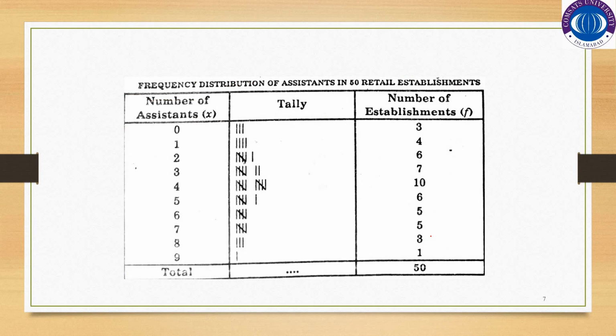And the sum of the frequency must be the total number of observations, and here the total number of observations was 50, so the sum of frequency will be 50. Okay, this is all for the part 3 of lecture 3. Thank you.